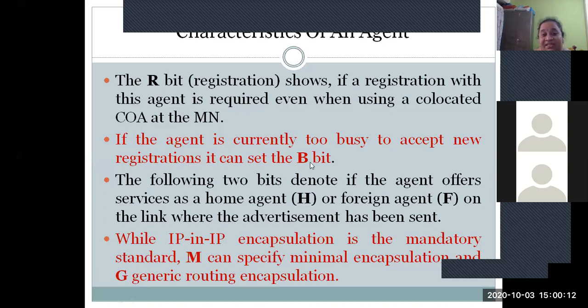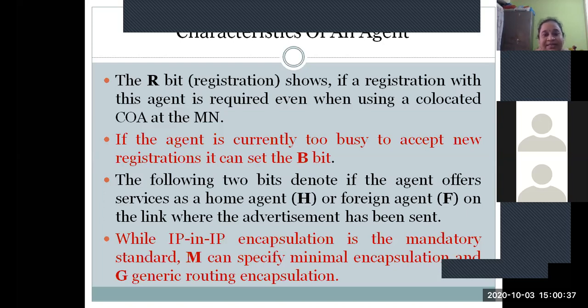So if the agent is currently too busy to accept new registrations, if the corresponding agent doesn't accept any registrations from new nodes, then it sets the B bit. If B is 1, it indicates that the agent won't accept any new registrations. That is, no node can enter into the communication through that particular agent. That is the B bit.